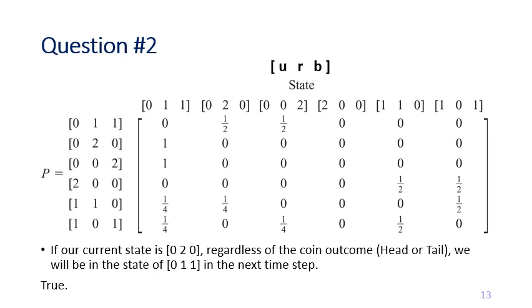The answer is true. If we have 2 red balls, then whatever we pick, we must pick a red ball, and whatever coin outcome we see, we will paint that ball into black. So that's why the next state will become 0, 1, 1: 0 unpainted, 1 red, and 1 black ball. We will have more examples in the next video, so see you in the next one.